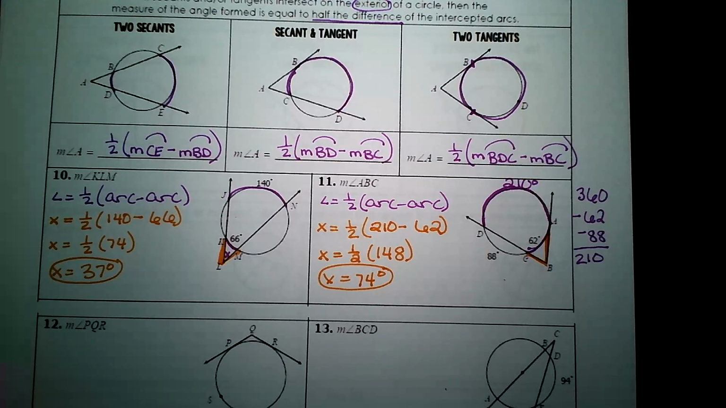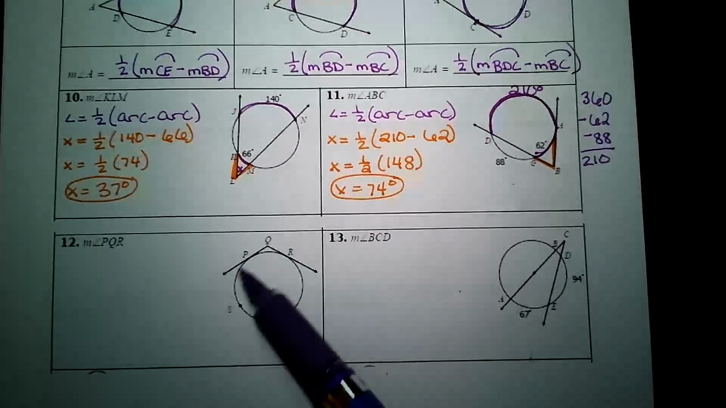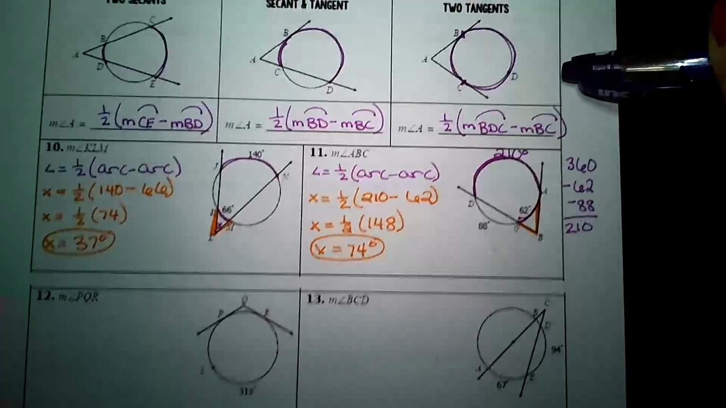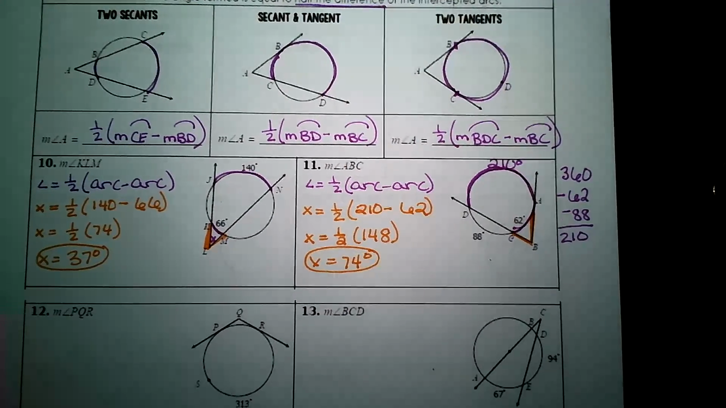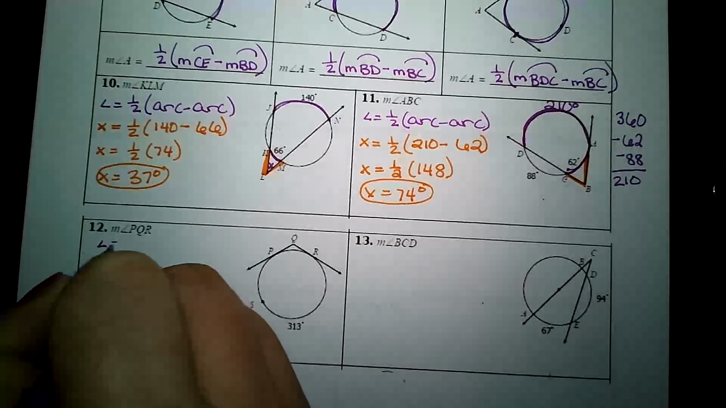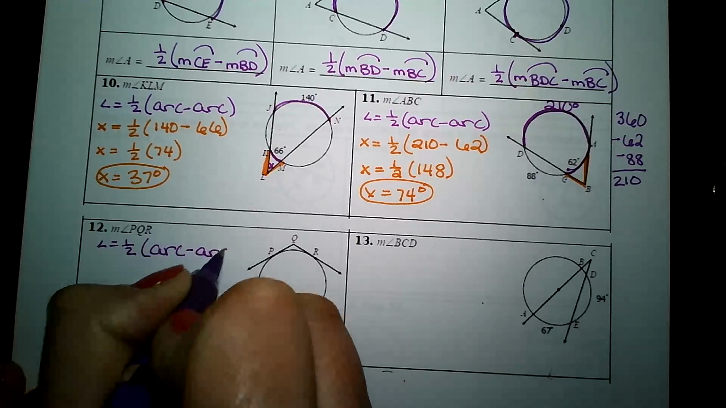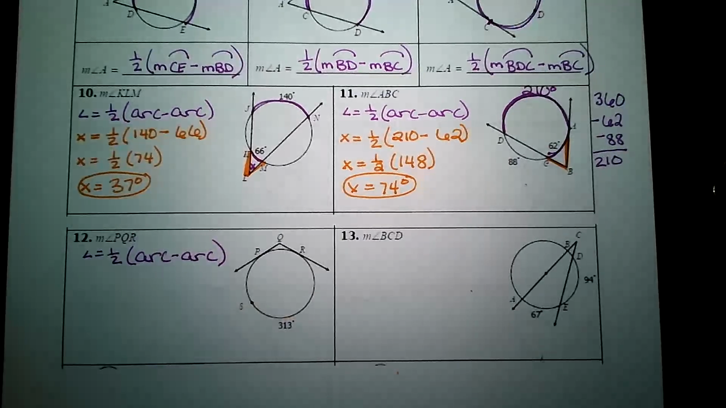All right, let's take a look at example 12. Example 12 has two tangents, so you're dealing with the final piece of the notes here, two tangents. The angle is equal to half of the difference of the arcs. I know I keep saying it over and over again, but I'm hoping if you hear it and see it, it'll sink in a little bit better.